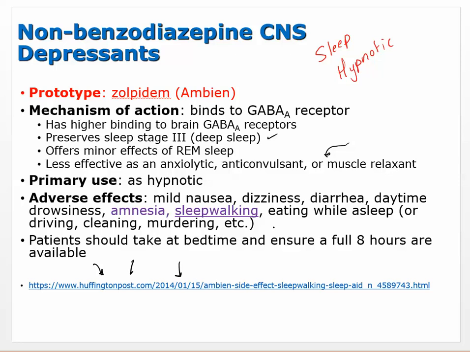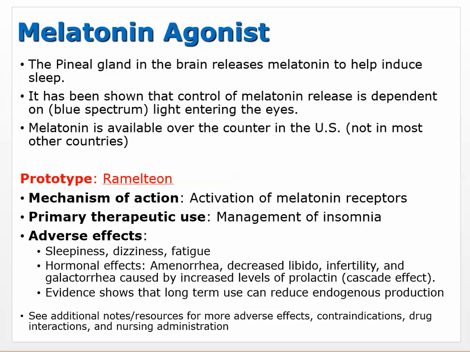But I would say for the most part, it's obviously okay. Otherwise, it would have been pulled, and some people find it very helpful. Patients should take it at bedtime and ensure that they have a full 8 hours available to sleep, because they probably aren't going to be able to get up before that.